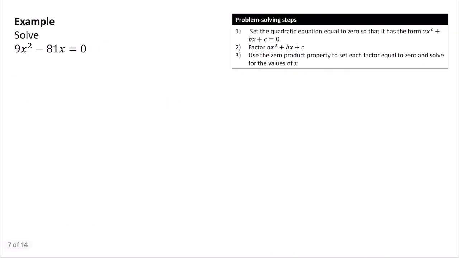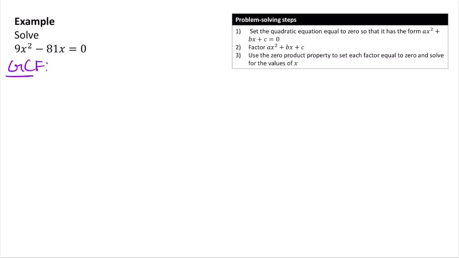So now let's try solving this example. We have 9x squared minus 81x equals 0. Well, the nice thing here is that this quadratic is already set equal to 0, so let's think about how we can factor. Since I only have two terms and I notice that both of these are divisible by 9, I think I can factor by GCF, right?